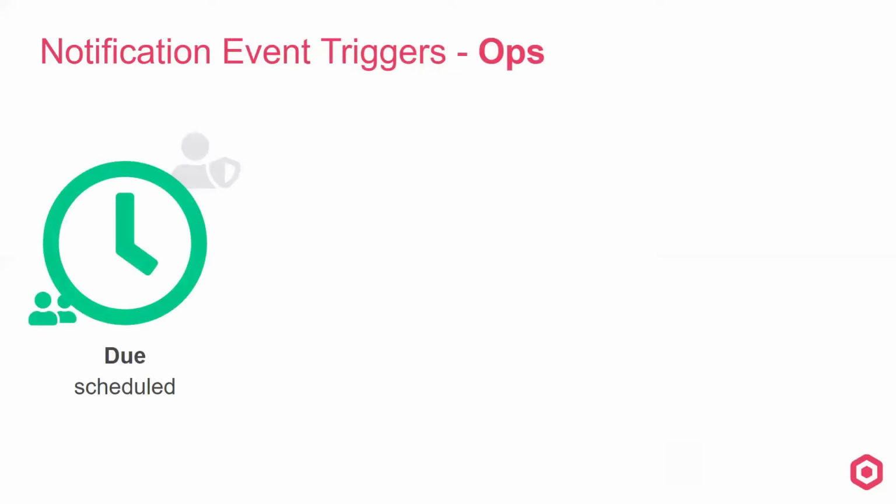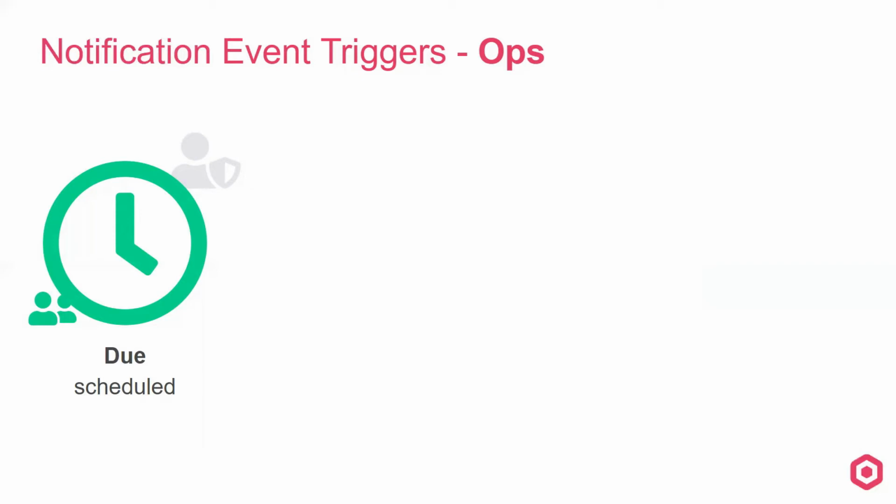So there are different kinds of triggers that are going to set off one of these alerts, that we call them events. And there are various different events that would trigger an alert for ops. So we'll talk about these first. So when an op is due, which means when it should be started or can be started, that can be a trigger to send an alert out.